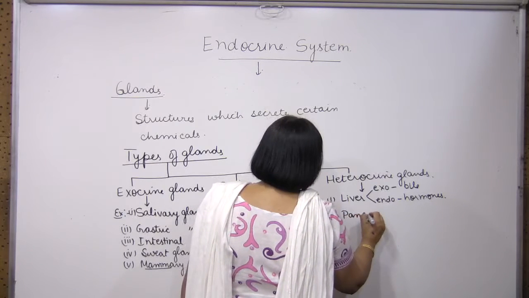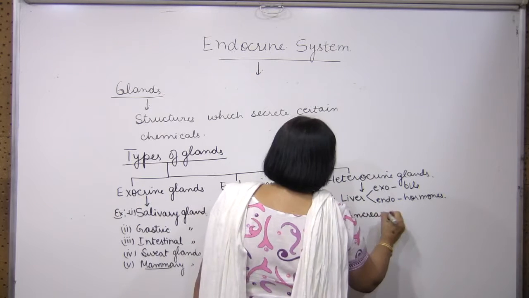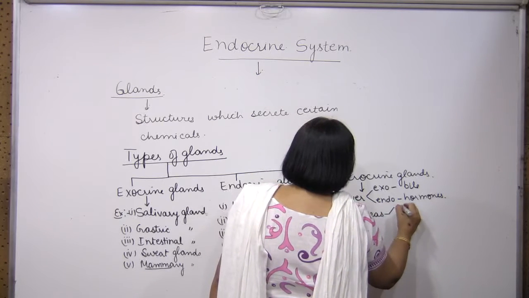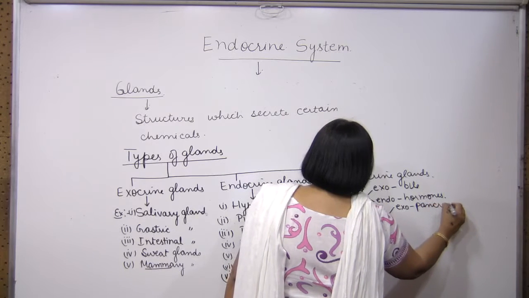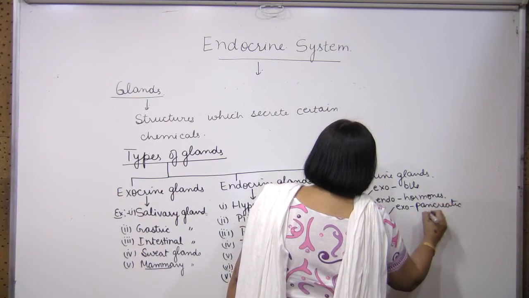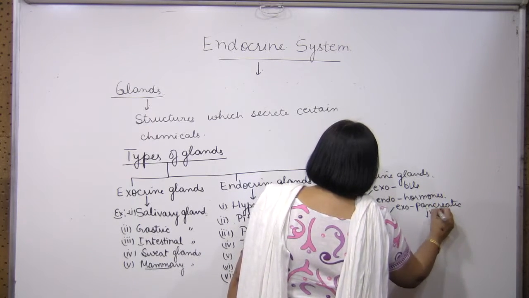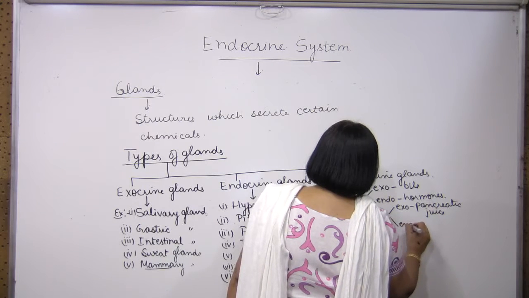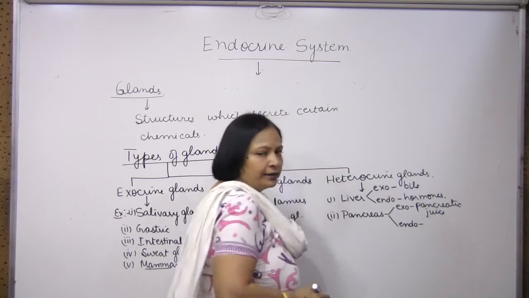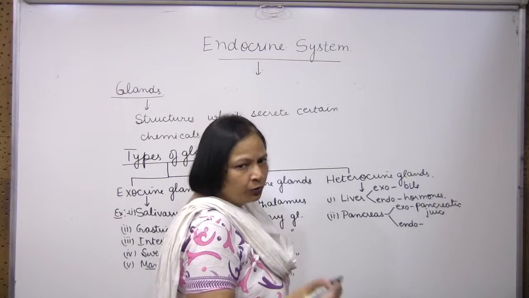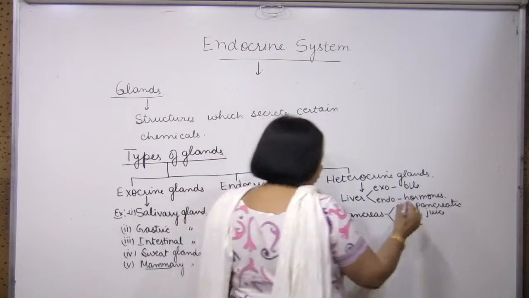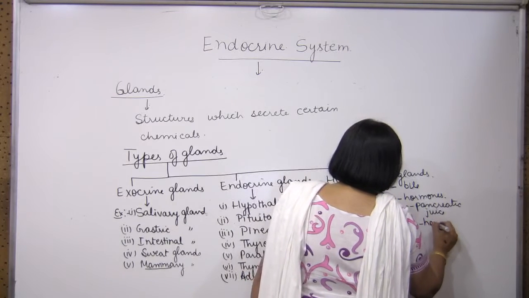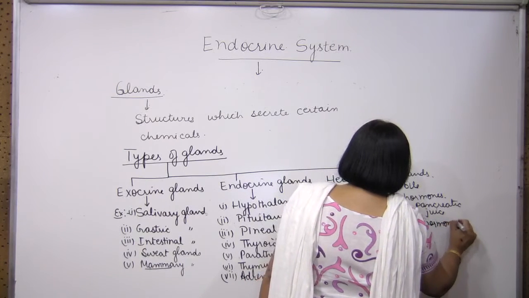Pancreas. Exocrine part secretes digestive pancreatic juice. Endocrine part secretes hormones, and you know the pancreatic hormones very well, insulin, glucagon, etc. Here I am writing hormones only.